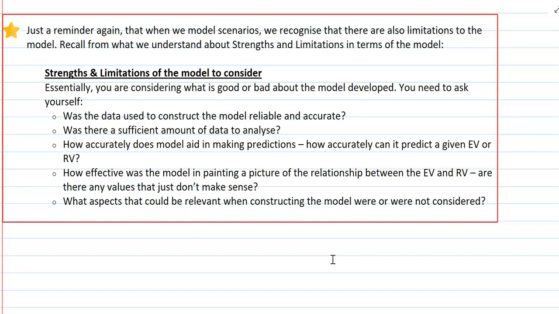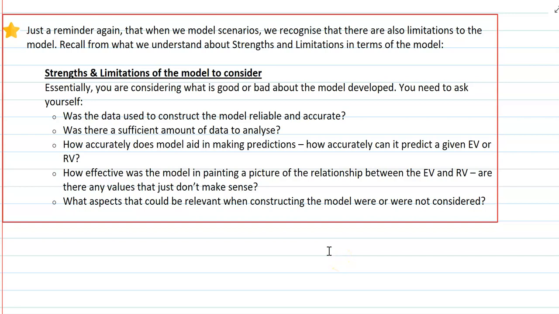So was the data used to construct the model reliable and accurate? Was there sufficient amount of data to analyse? How accurately does the model aid in making predictions? How effective was the model in painting a picture of the relationship between my explanatory and response variables? Are there any values that just don't make sense? What aspects could be relevant when constructing the model that were or weren't considered?